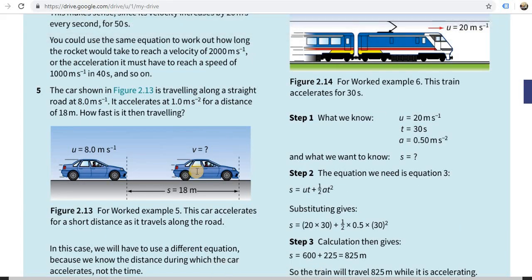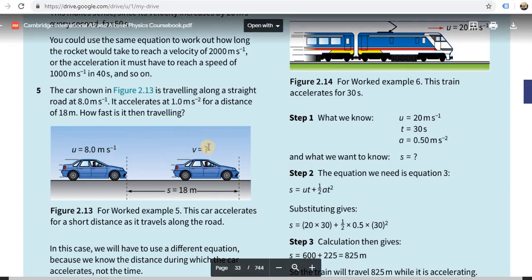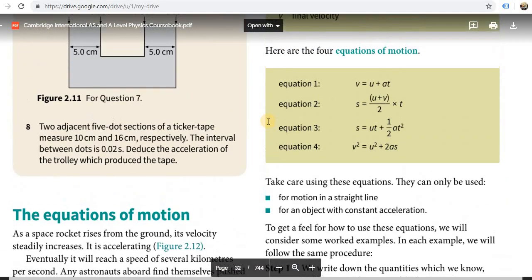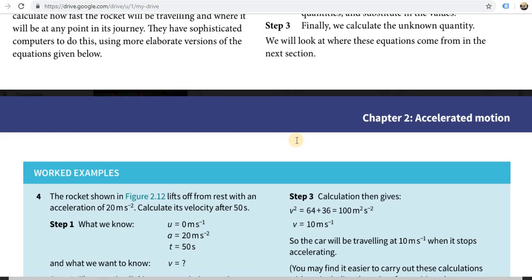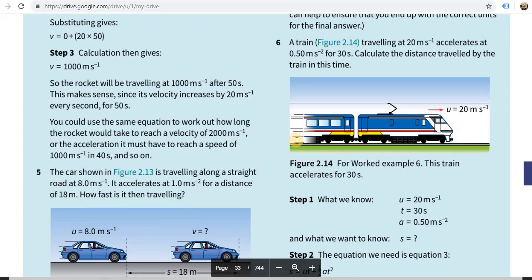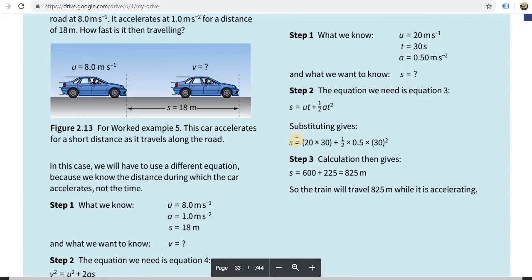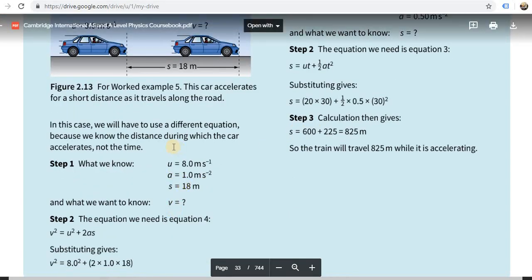So you have to see which equation has U, A, V and S. Let's see which equation has all those four quantities: U, A, V and S. That is this equation. So we are supposed to use this equation because it has all the quantities, including the quantity we need to find. Okay, so you can write down the quantities, and that is this equation. Now very easy, substitute into this equation, then you will get the answer.